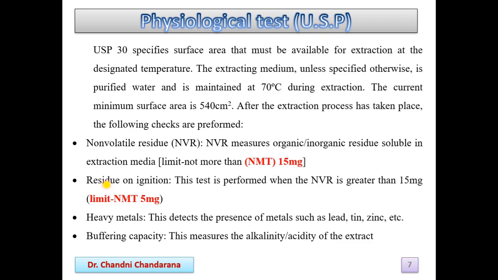Then the second one is residue on ignition. This test is performed when the NVR is greater than 15 milligram. Here the limit is not more than 5 milligram. Then heavy metals. This detects the presence of metals such as lead, tin or zinc, so we have to perform it for heavy metals also. Buffering capacity measures the alkalinity or acidity of the extract.